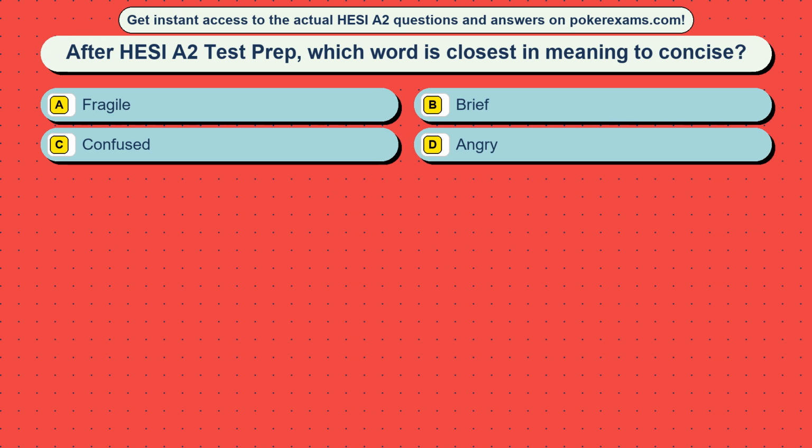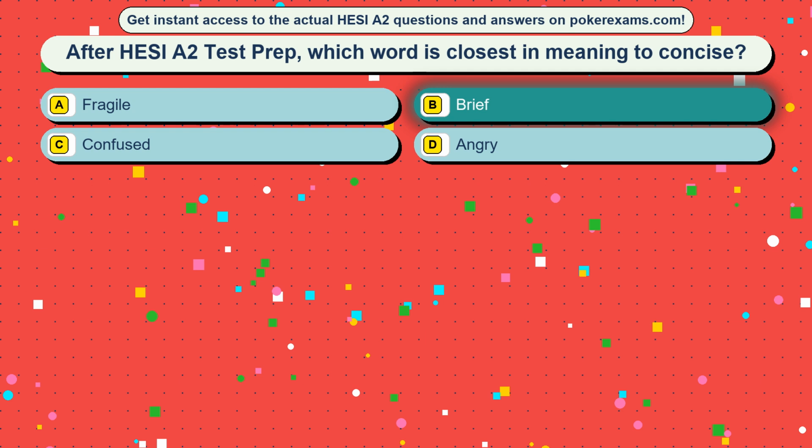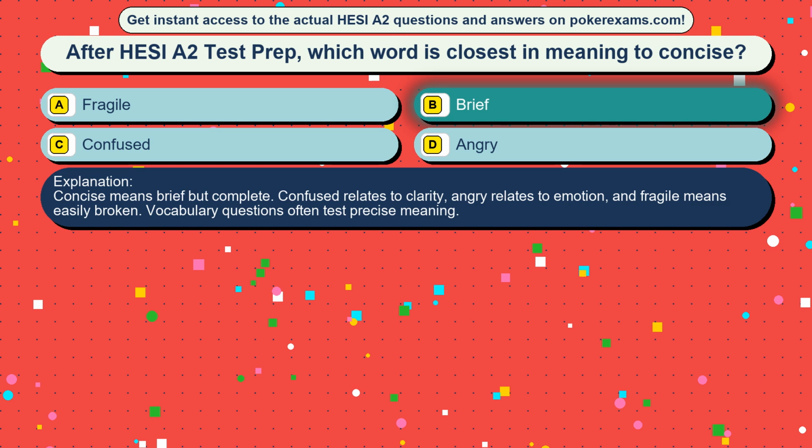Question 16. After HESI A2 Test Prep, which word is closest in meaning to concise? Option A, fragile. Option B, brief. Option C, confused. Option D, angry. The correct answer is option B, brief. Concise means brief but complete. Confused relates to clarity, angry relates to emotion, and fragile means easily broken. Vocabulary questions often test precise meaning.